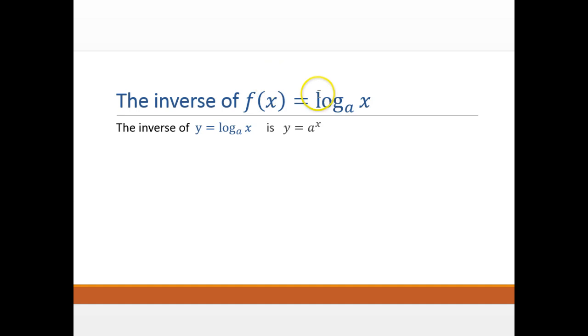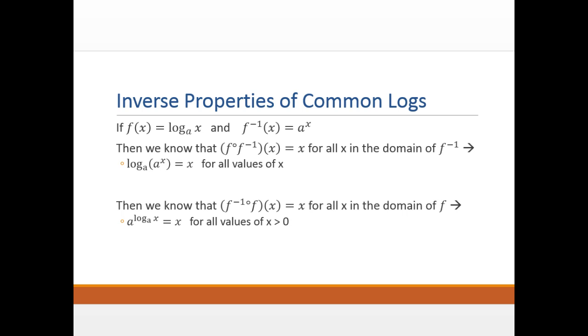The inverse of f of x equals log base a of x. Just like the inverse of log of x was 10 to the x, the inverse of log base a of x is y equals a to the x. Therefore, our inverse properties have to hold here as well. Log base a of a to the x equals x. So if your base down here matches your base inside, all you're left with is the exponent. Similarly, a to the log base a of x equals x. So if your base out here matches your base for the log, they basically cancel each other.